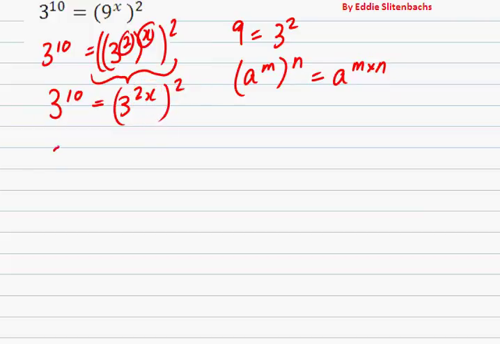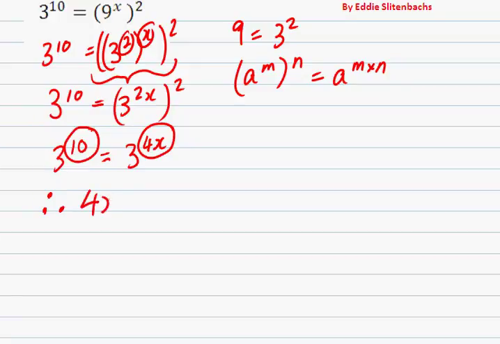So we're going to get 3 to the 10 equals 3 to the 4x. Okay, so that's the hard bit, because once the bases are the same and they're equal to each other, it's simple: the powers have to be equal to make them equal. So we're going to rewrite that as, therefore, I'm going to put the x on the left hand side, so 4x equals 10. It's the same as 10 equals 4x.